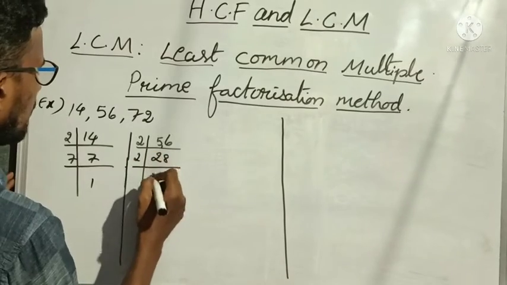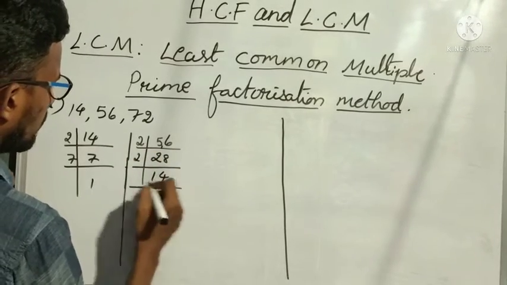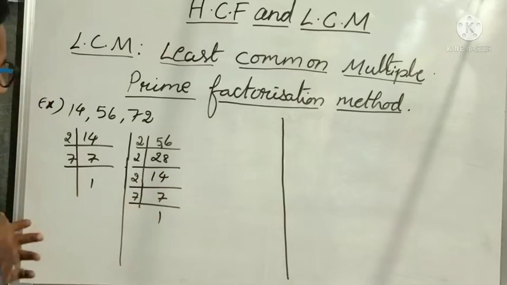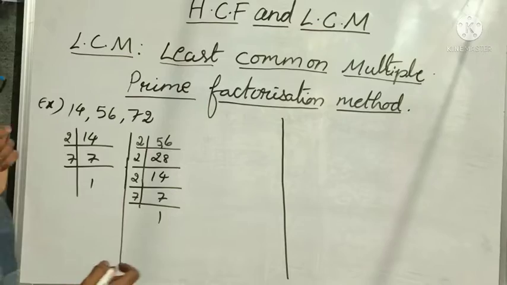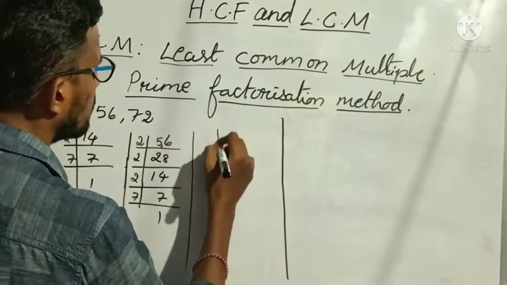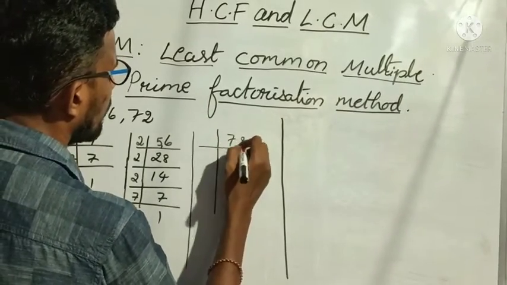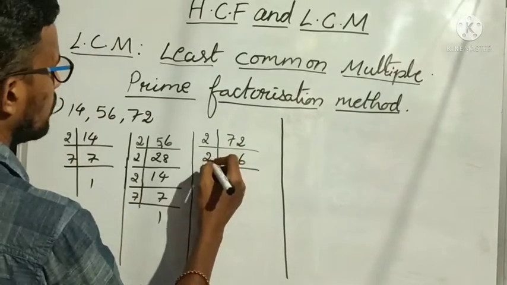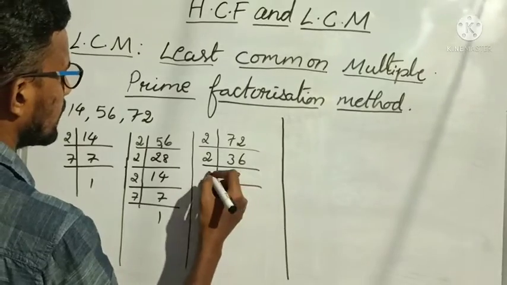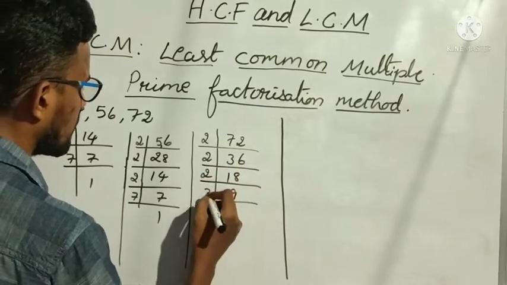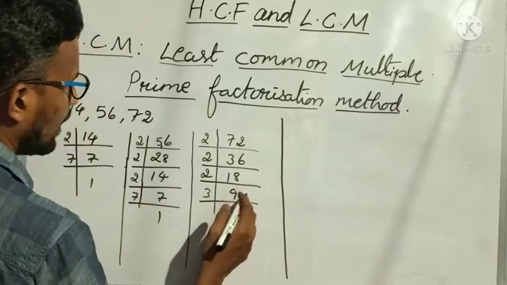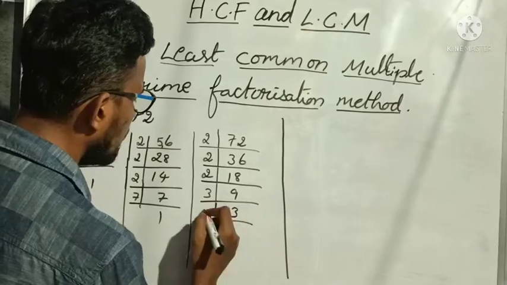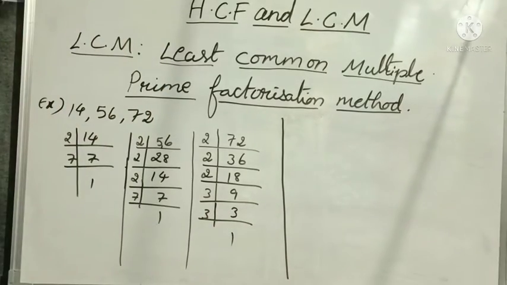Okay. Again 2 table. Why? Because 28 is an even number. 2 14s 28. Again 2 7s 14. 7 1s 7. Okay. Next 72. So 2 table 36 times. Half of 72 is 36. 2 table 18 times. Half of 36 is 18. Again 2 table 9 times. But here 9 we are not getting. Why? Because in 2 table we are not getting 9. But 3 table, 3 3s are 9. Again 3 1s 3. Okay.